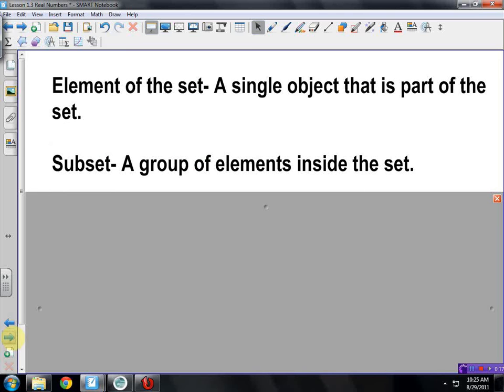talking about sets, we can talk about an element of a set, which is one object inside of the set, right? You have a set of a lot of things. If you pick one of those things out, it's an element. A subset is a group of elements inside the set. So not just one element, but a few elements that are made up from inside of the big one. All right? So if you guys get that done, we'll get a couple examples.